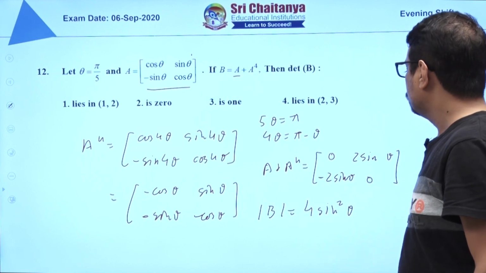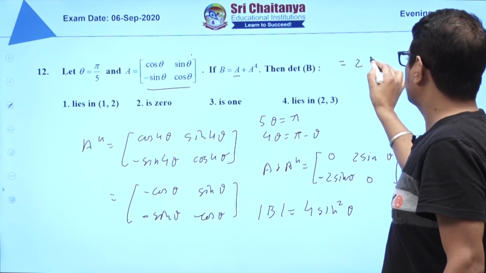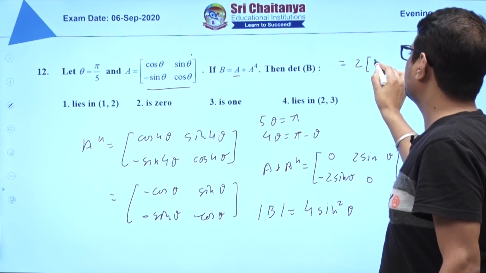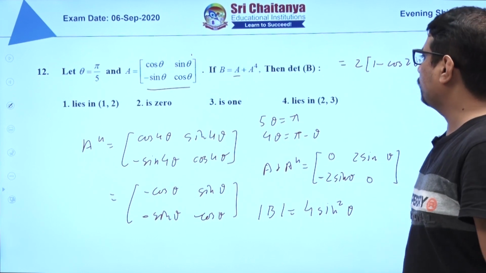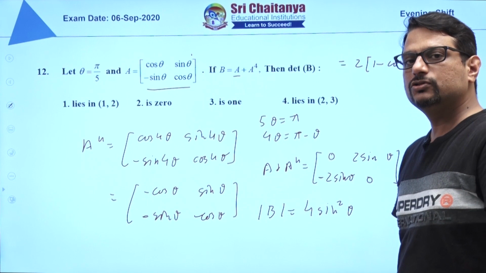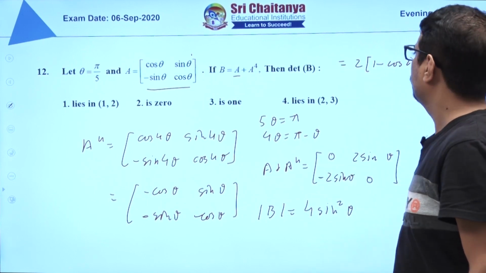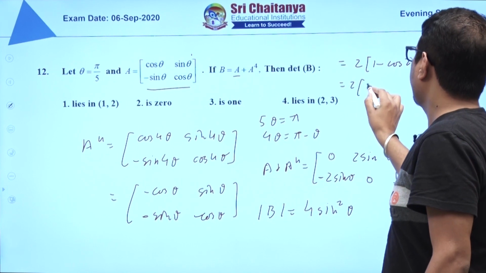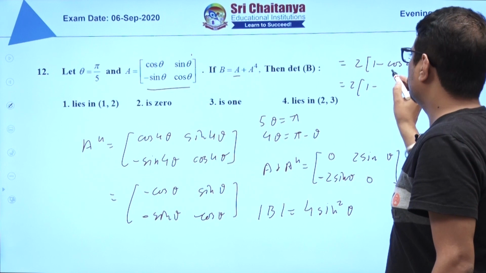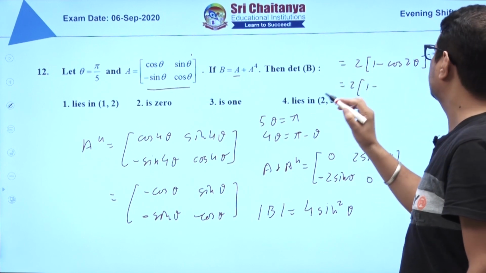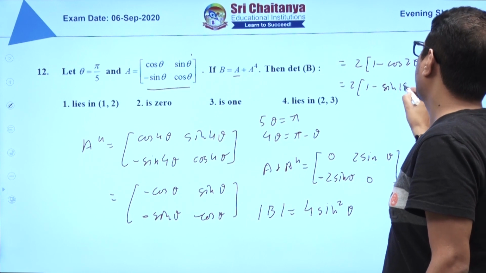Where its value lies? So 4 sin square theta, you can calculate it like this will be 2 times 2 sin square theta. 2 sin square theta I will write as 1 minus cos 2 theta. So 1 minus cos 2 theta means cos 2 pi by 5. Cos 2 pi by 5 means pi by 5 is 36, so 72 degree. Cos 72 degree is sin 18 degree.